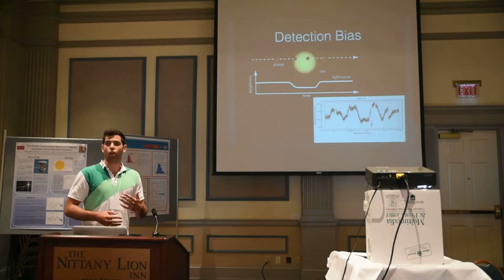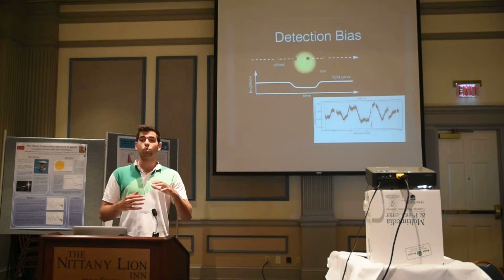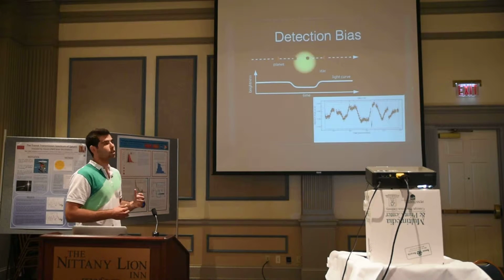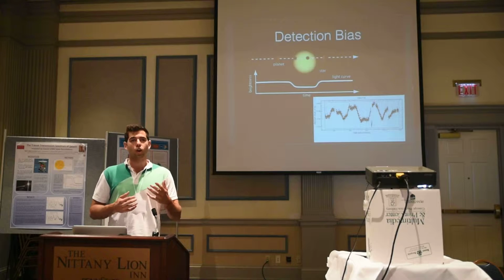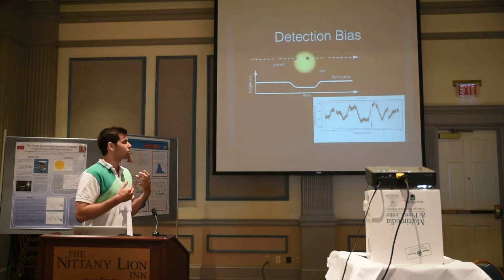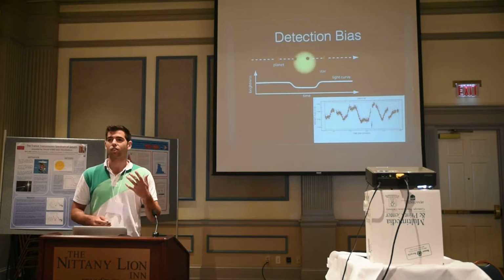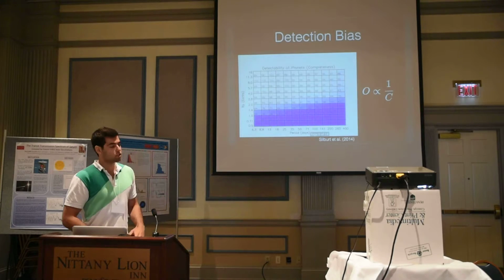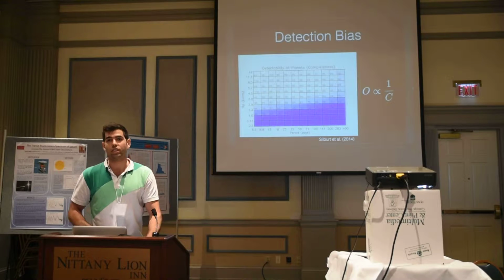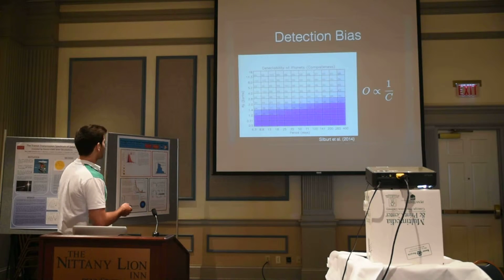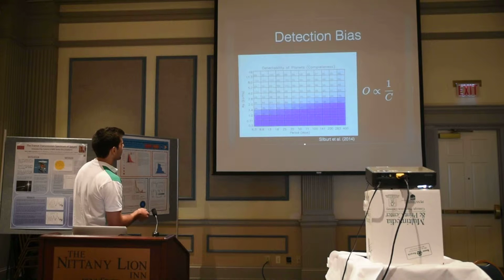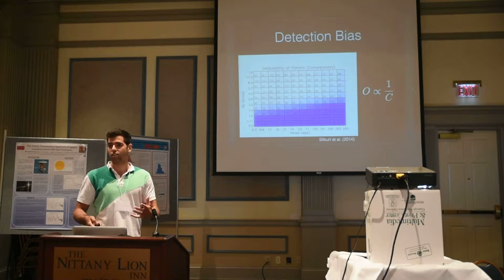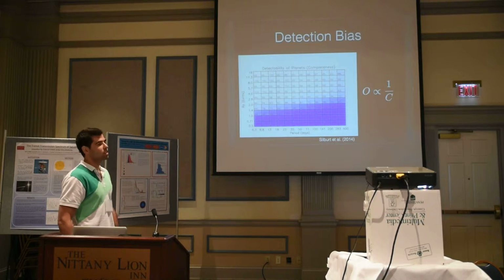Detection bias is a little bit more complicated, which essentially asks, given that a planet is transiting, what's the probability that we'll actually detect it? It's intuitive that smaller planets are harder to detect and larger planets are easier to detect. So here's a plot of completeness, or the detectability of planets. The y-axis is the radius of the planet, the x-axis is period. Blue essentially means it's very, very hard to detect, essentially 0. White means it's very, very easy to detect.